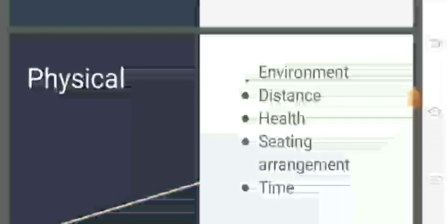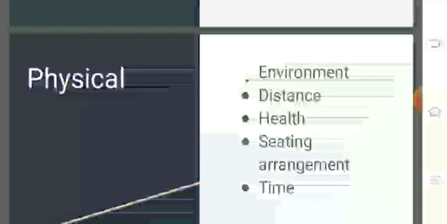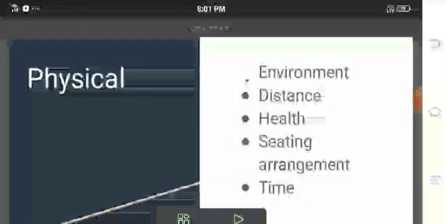Environment should be conducive for effective learning. If the temperature is too high or there is humidity, the students will automatically be distracted by the environment. At that time they couldn't focus on the study. The second one is distance. Distance means the gap between the student and the teacher, or the visibility of the teacher.